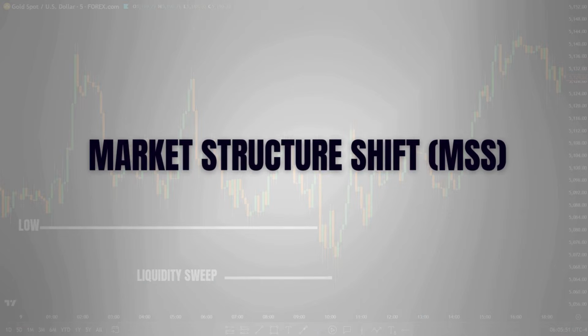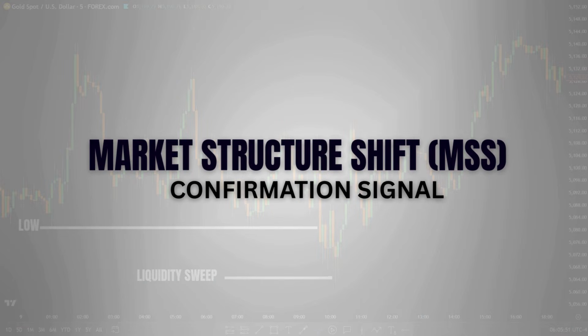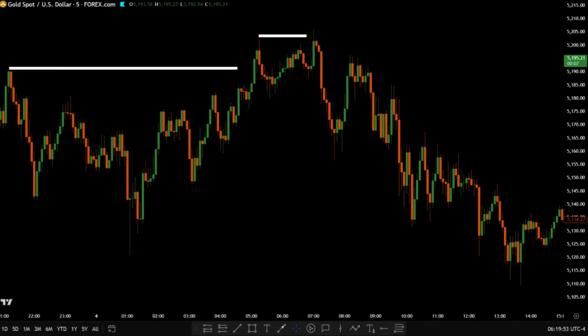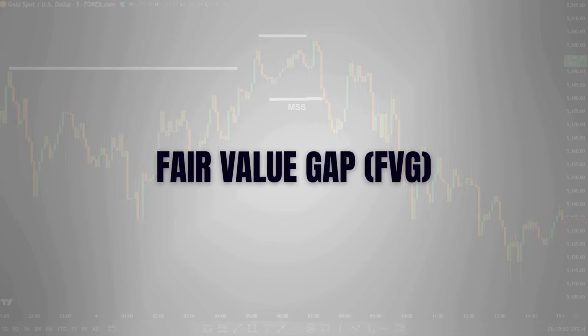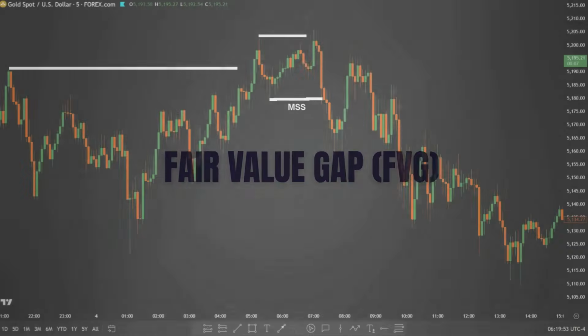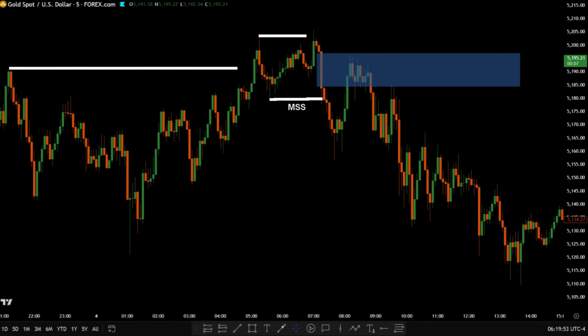Market structure shift, MSS. This is your confirmation signal. In a bearish setup, it occurs when price breaks and closes below a recent swing low after the liquidity sweep. This tells you that the sellers are now in control and the move is likely to follow through to the downside. Fair value gap, FVG. A 3-candle imbalance where the wicks of the first and third candles do not overlap. This creates a zone that price often revisits before continuing in the direction of the imbalance.